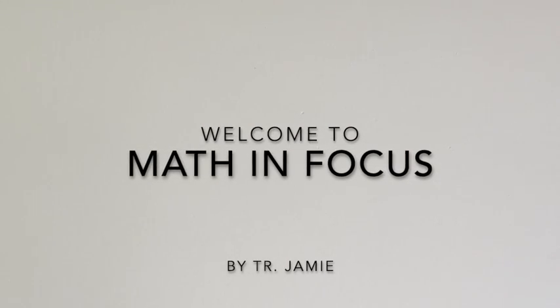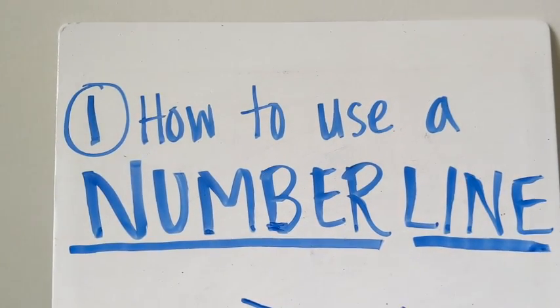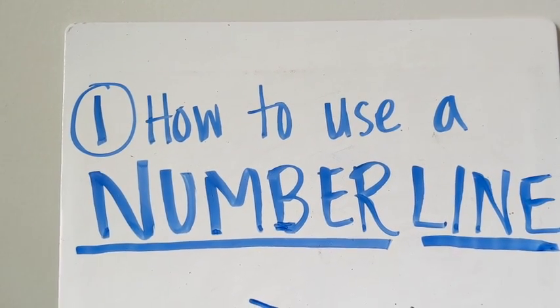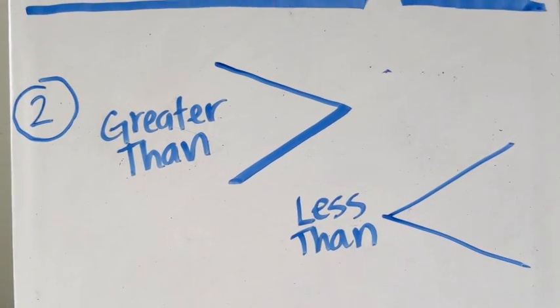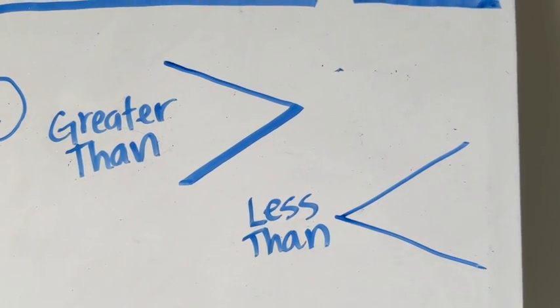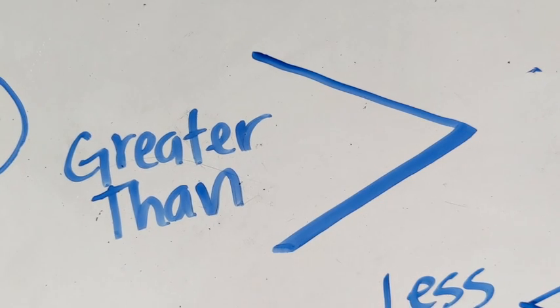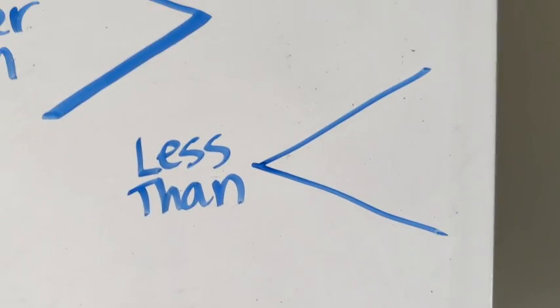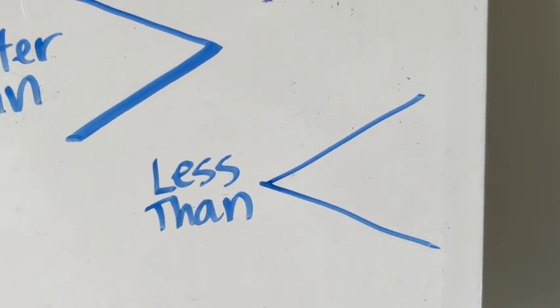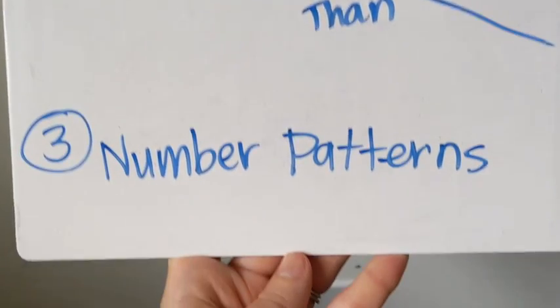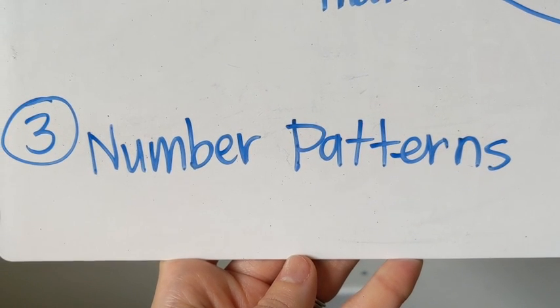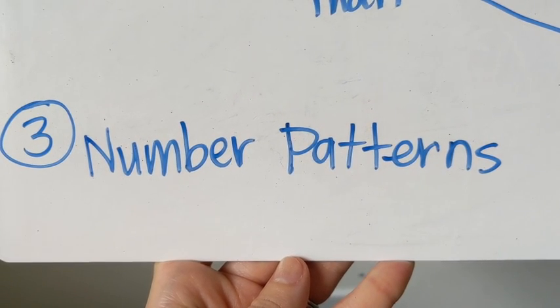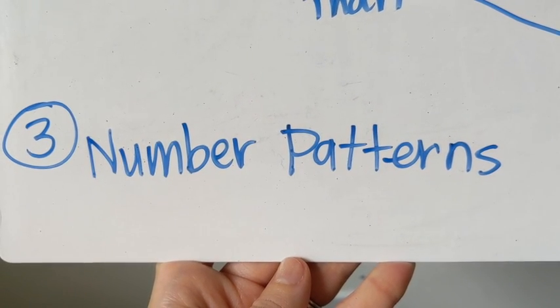I'll be teaching you 3 things today. The first thing is how to use a number line. Number line, that's 2 words. And then I'll be teaching you 2 new symbols. This one right here is called greater than, and this one is called less than. I'll show you how they work. And then the last thing I'm going to teach you is all about number patterns. I'm going to show you how to find missing numbers in a number pattern.